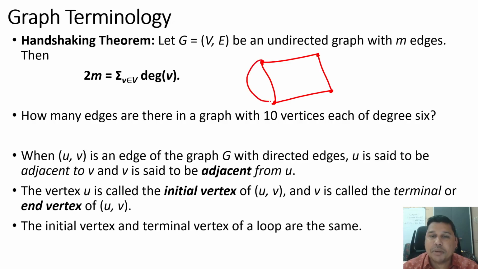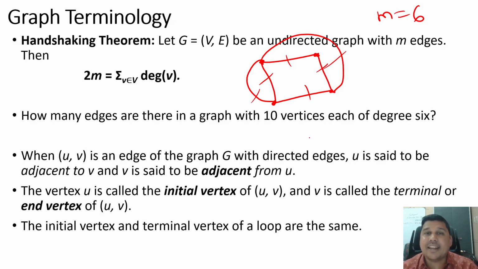Okay, so let there be one edge, let there be another edge like this. This is a small graph. So these are the vertices here. How many edges are there? See, E1, E2, E3, E4, E5, E6. So the number of edges is 6.